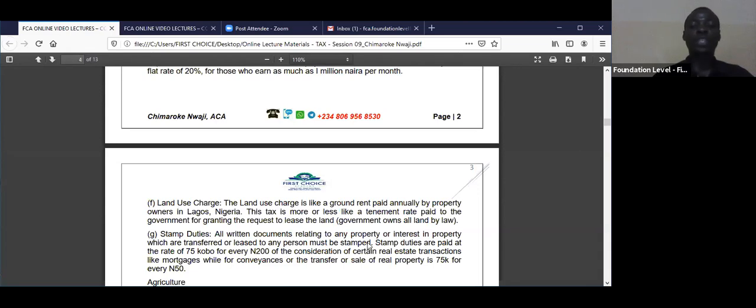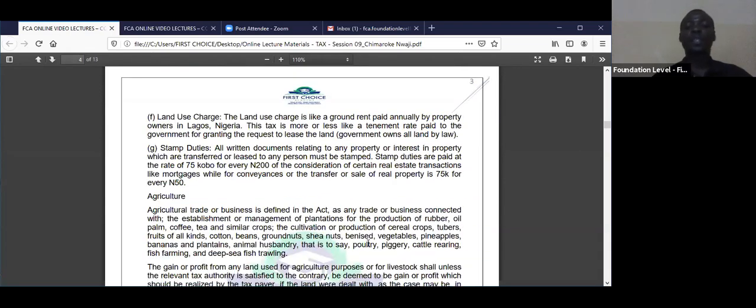Land use charge. Land use charge is normally practiced in Lagos, and that's for properties. The land use charge is like ground rent that is paid annually by property owners in Lagos. So it's only Lagos that has this. It may come up in ICAN, it may not come up because not everybody uses land use charge. But since ICAN is based in Lagos here, and many people are Lagosians, don't be surprised if it comes.